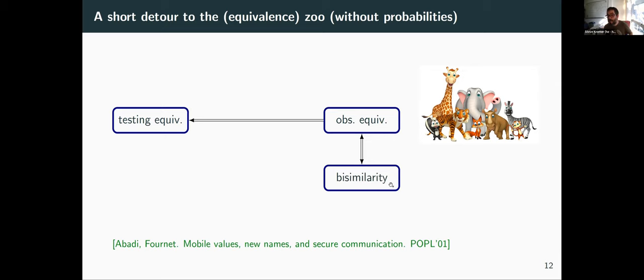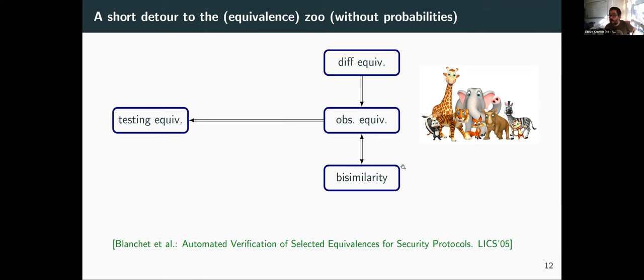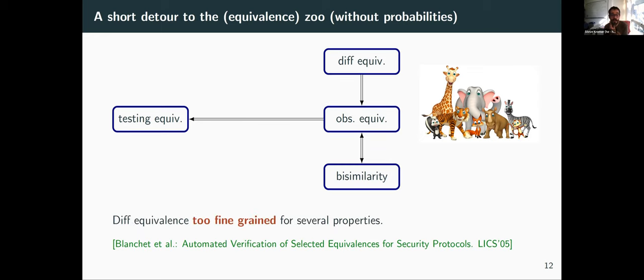There you take the labeled transition system and ask for bisimulation between two labeled transition systems. Then tools like ProVerif or Tamarin are not able to really prove observational equivalence. They prove something stronger, called diff equivalence, because it's easier to prove. This is too fine-grained for several properties, for instance if you want to model unlinkability in some applications, but it is much easier to prove. That's why ProVerif does it.